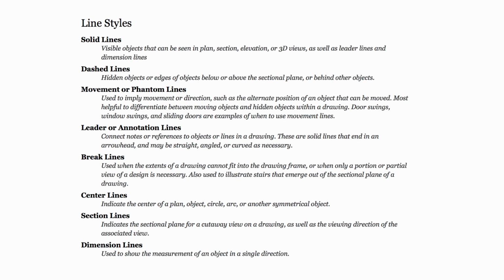Lines of movement, or a phantom line, technically speaking, is a line with 2 dashes and then another line. In practice, I don't see this used that often. I think it's usually just a thin line. This would be something like a door swing, for example. Usually doesn't have the breaks in it, though. Leader and annotation lines, these are notes pointing at something. They usually have an arrow on one end or a tick mark on one end.